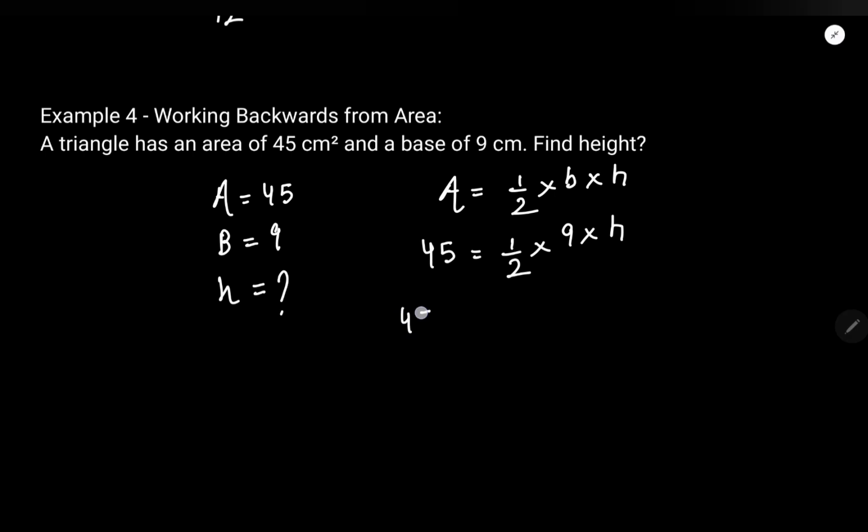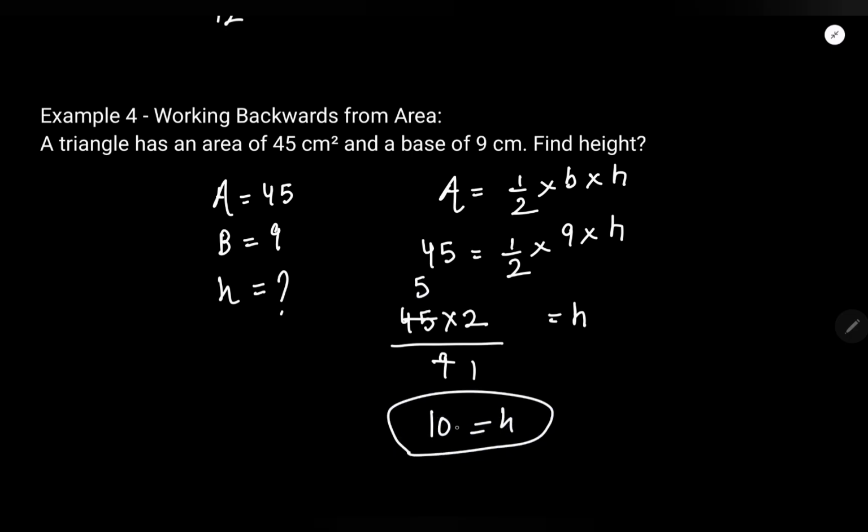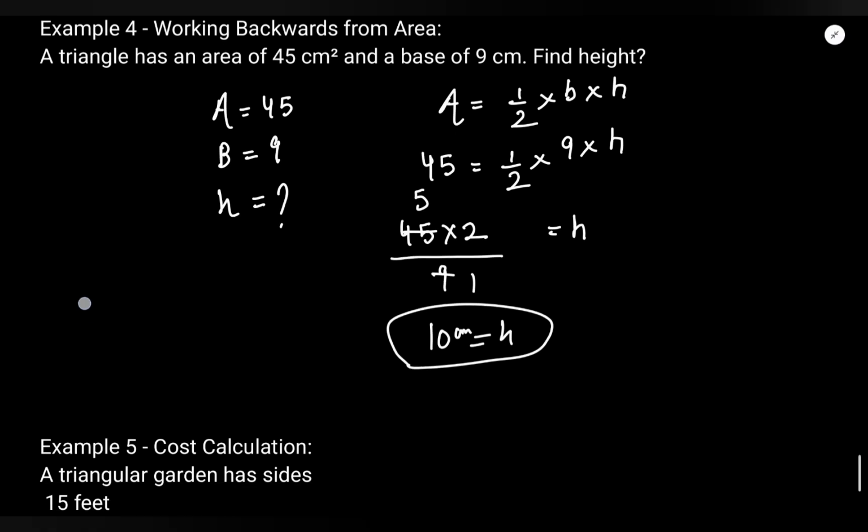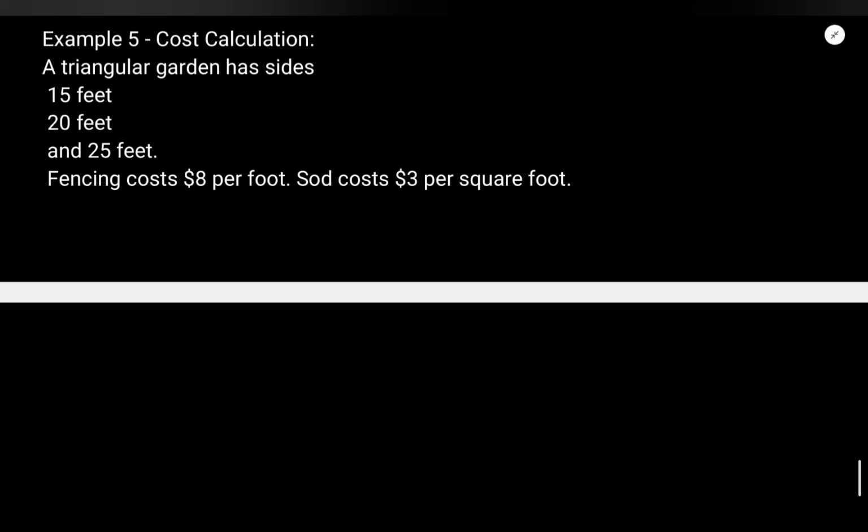Now h will stay on the right hand side, but 2 will go to the left hand side. Then 2 will go in multiplication. Whatever is in division goes in multiplication, whatever is in multiplication goes in division. Then we will solve it. 9 5s are 45 and 5 2s are 10. So h is 10 centimeter, right? This way we can work backwards as well, like when perimeter is given, find height or base, or when area is given, find height or base. After this we have cost calculation.